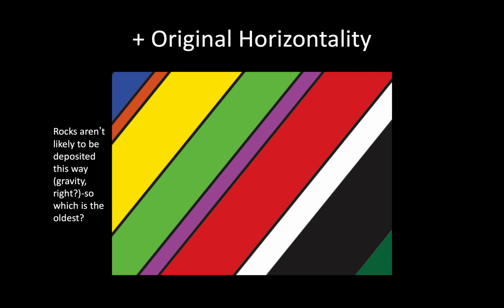Original horizontality. Rocks are not likely to be deposited in this strange manner, tilted up. So which one is the oldest? Sorry. So if we're looking at this one here, this dark green layer at the bottom is likely to be the oldest. If you rotate these layers back in your mind to being flat and horizontal, that green one is closest to the bottom.